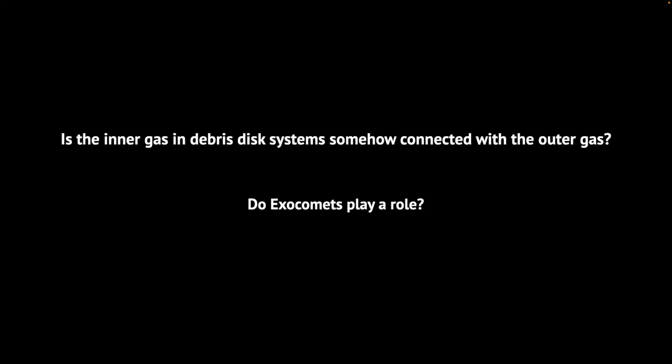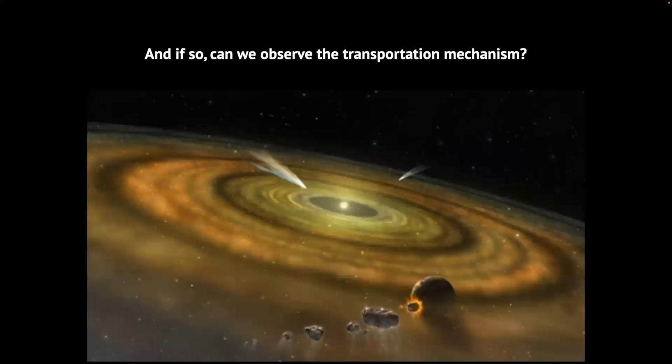So I'm coming back to my previous question, which I tried to solve with this study from the spectroscopy to the submillimetric regime. Is the inner gas in debris disks somehow connected to the outer gas? And do exocomets play a role? And if so, is that transport mechanism observable? Can we have any evidence of how that gas or how those exocomets move inwards from the outer regions?